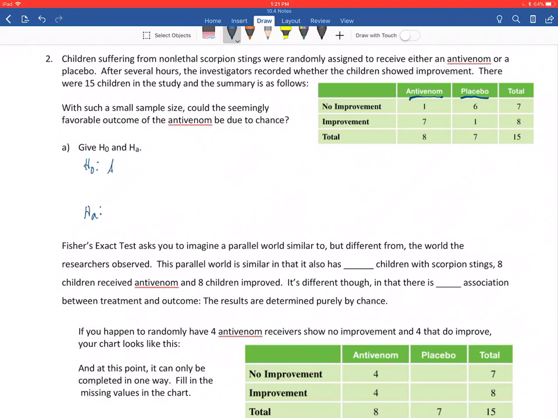So we want to see if we've got an association going on or not. I'm going to claim for my null that the antivenom and the improvement are not associated, and for the alternative, that maybe these two things are associated.